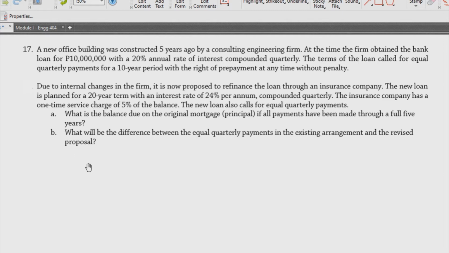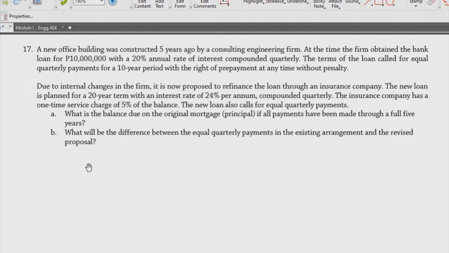A new office building was constructed 5 years ago by a consulting engineering firm. At the time, the firm obtained the bank loan for 10 million with a 20% annual rate of interest compounded quarterly. The terms of the loan called for equal quarterly payments for a 10-year period with the right of prepayment at any time without penalty.